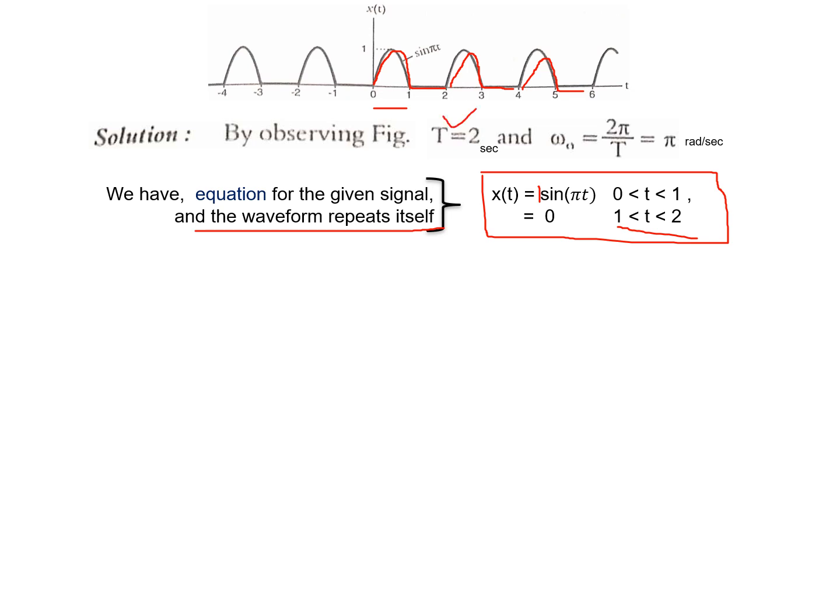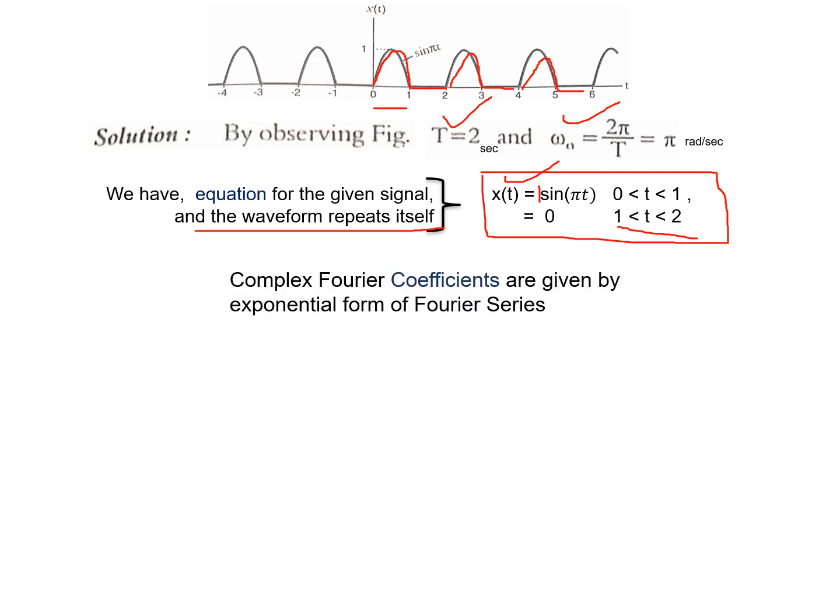I require t information, I require omega naught information, I require x of t to apply into the expression. Now I am going to write the expression. Fourier coefficients are given by the exponential form of Fourier series. I am using the exponential form because that makes my job simple. I can directly write the Fourier coefficients in complex form. Then I plot the magnitude as a spectrum if required. I can also plot the phase angle as a spectrum by simply substituting the value of k.